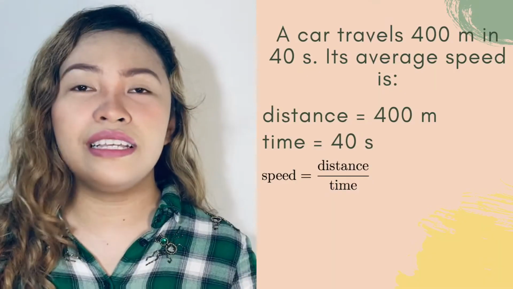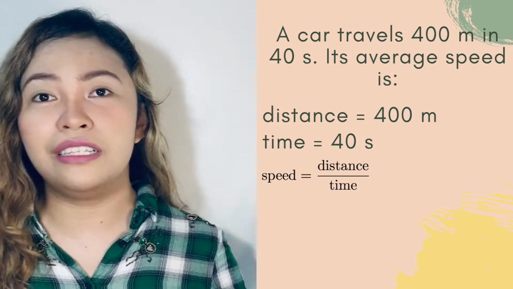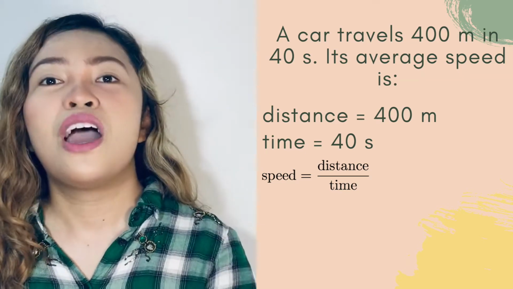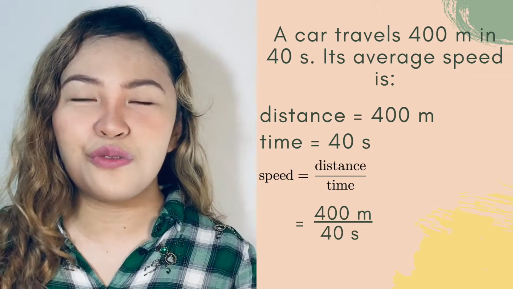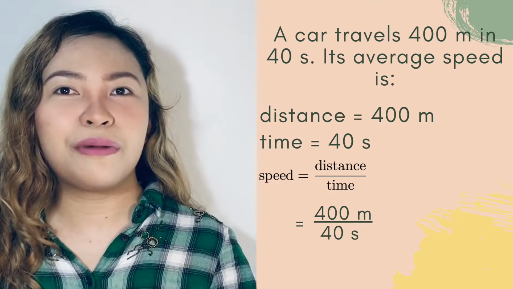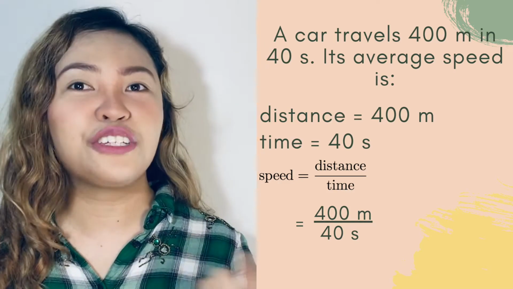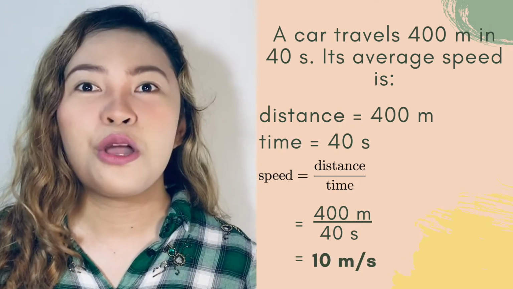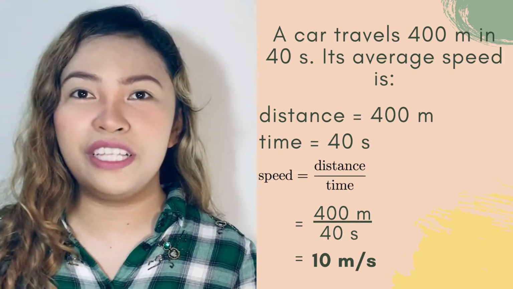Substituting these quantities in the speed equation, speed is equal to distance over time, we have speed is equal to 400 meters divided by 40 seconds, and there you go, you get 10 meters per second as the speed of the car. You can also solve for the total distance traveled by an object.